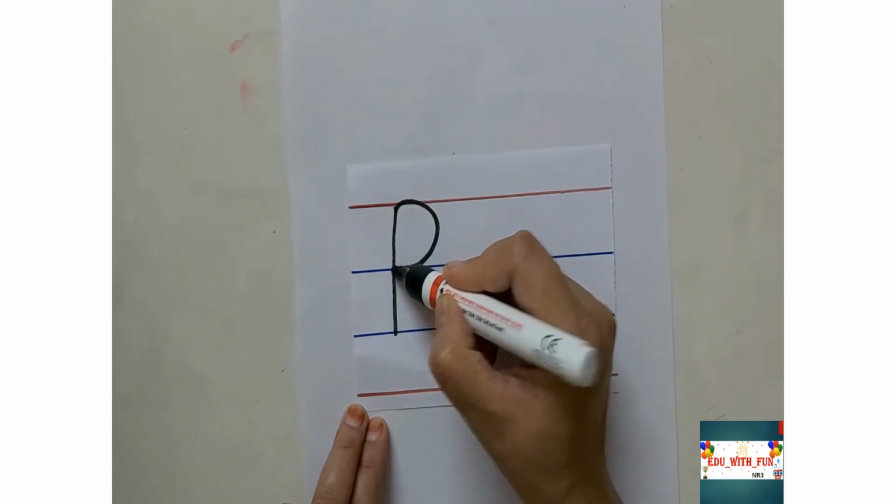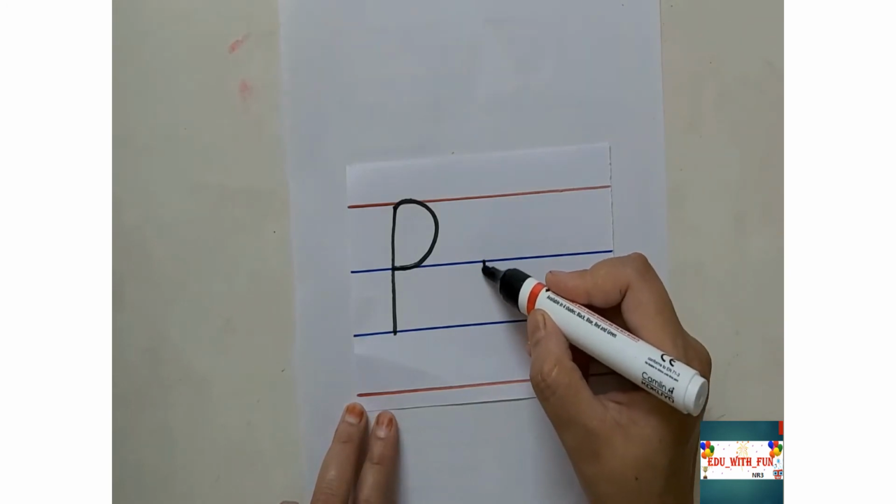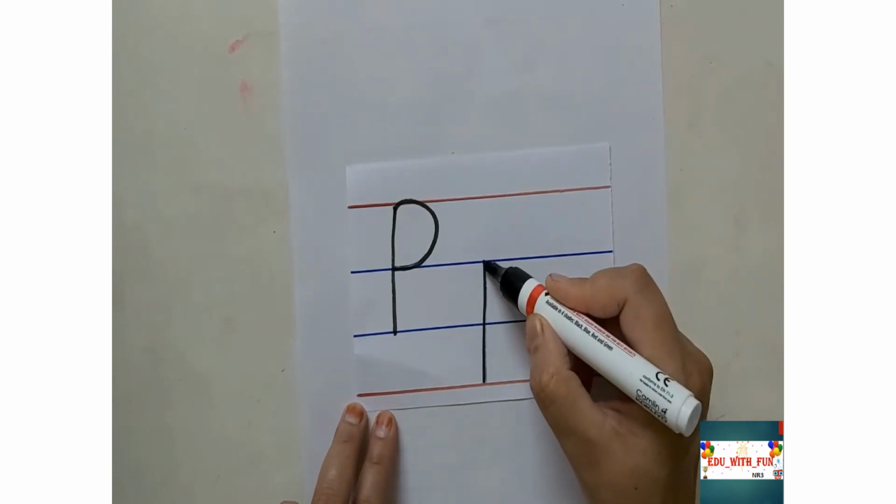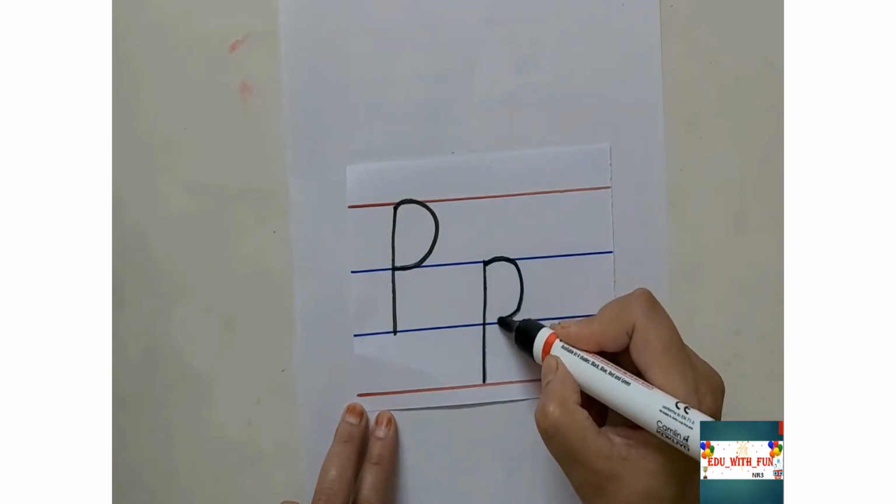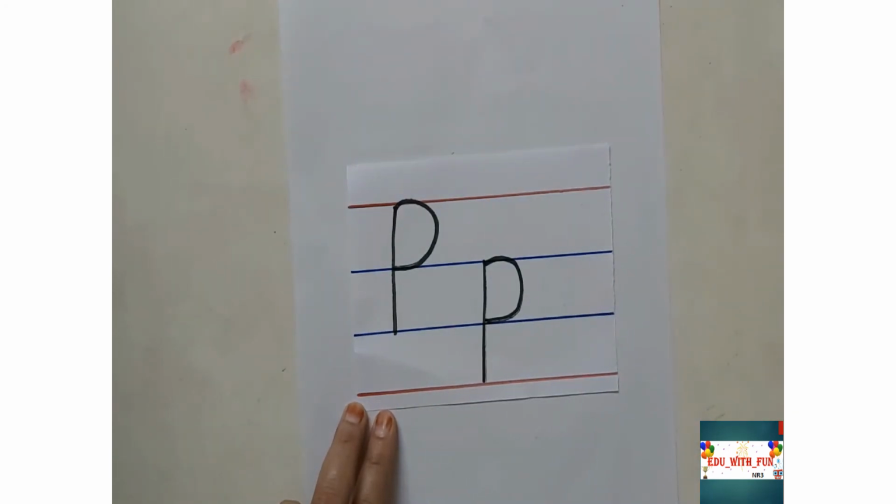and then make a curve like this in between the first red line and the second blue line. For writing small letter P, you have to start from the second blue line to the fourth red line and make a curve in between the second blue line and the third blue line. See, as I told, capital letter P and small letter P always look similar.